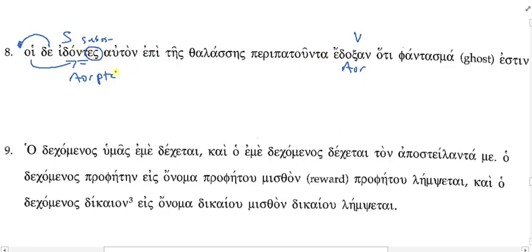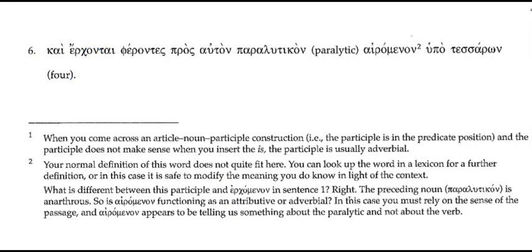Which one of these things happens first and which one happens second? Does the seeing happen first or does the thinking that he was a ghost happen first? The seeing, okay? So you can see how this aorist participle, in terms of relative time frame, occurs before the main verb, right? Let's read number 6 together out loud in unison.